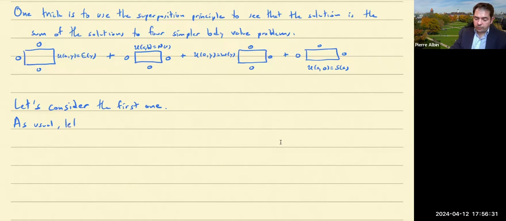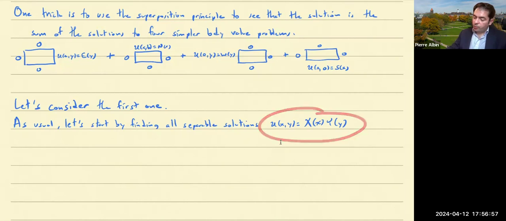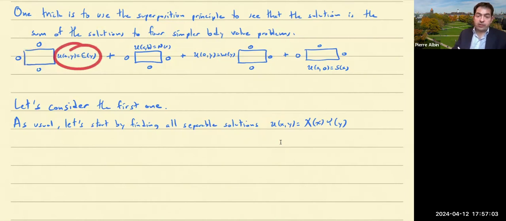As usual, it won't surprise you that we're going to start by finding all separable solutions. So let's look for u of x,y given by capital X of x times capital Y of y. And when we're looking for the separable solutions, we're going to impose all of the homogeneous boundary conditions. We're going to ignore this boundary condition for now until we've found all of the separable ones, and then we're going to sum a series, and only when we have that series do we consider this last boundary condition.